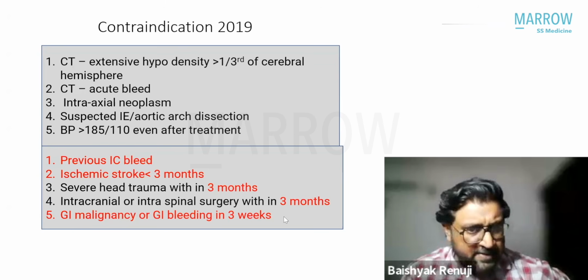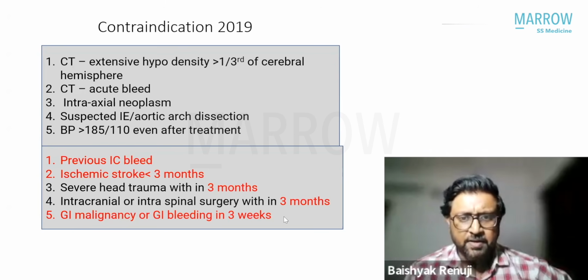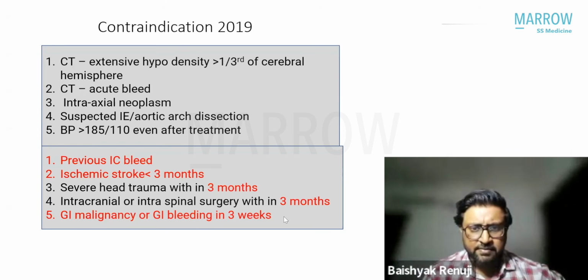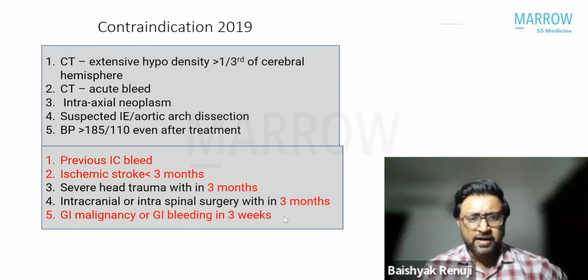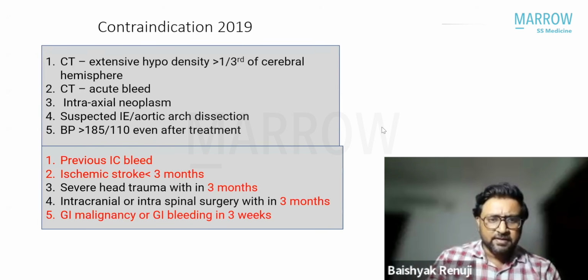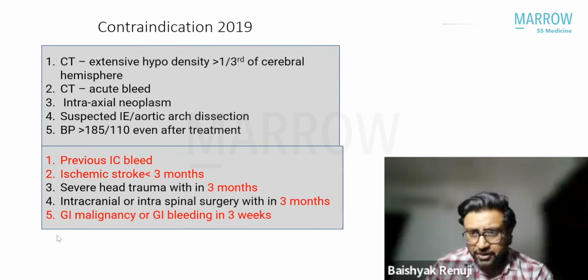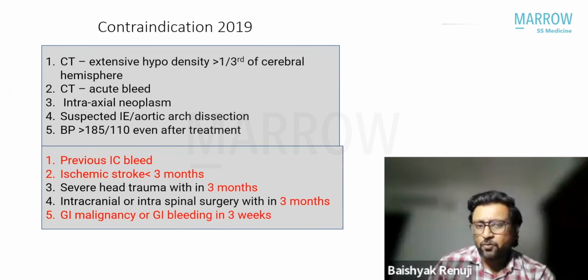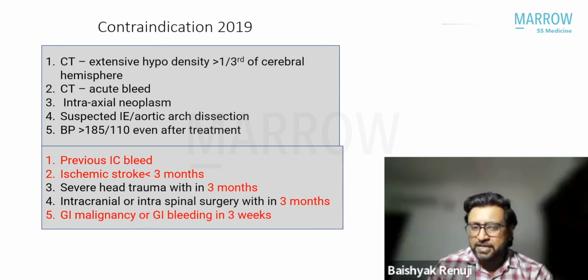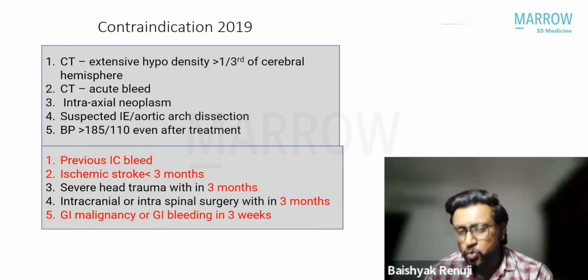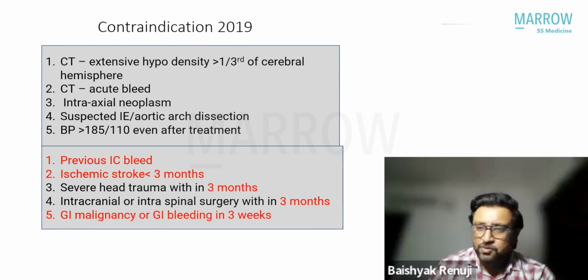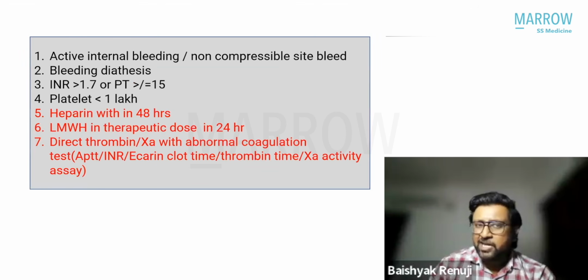So I have not yet started on the contraindications in the guidelines. I'm going to start with the new guidelines. Basically, these five things stand, but previous intracranial bleed is not a contraindication now. Ischemic stroke within 3 months is not a contraindication now. Severe head trauma within 3 months has changed to 2 weeks. And intracranial or intraspinal surgery within 3 months is changed again to 2 weeks. GI malignancy is not a contraindication. Active internal bleeding, non-compressible bleeding, is still a contraindication.